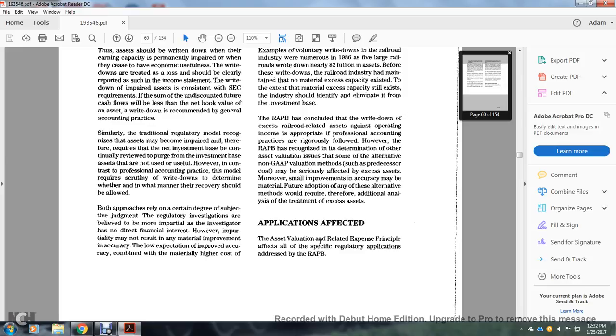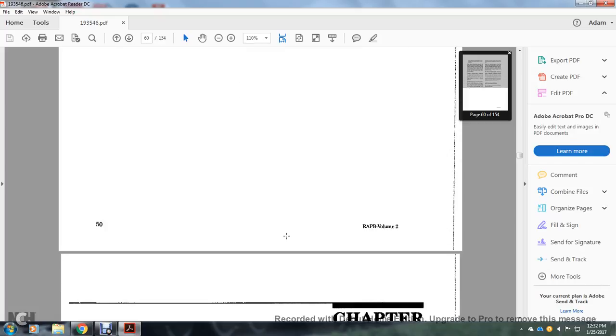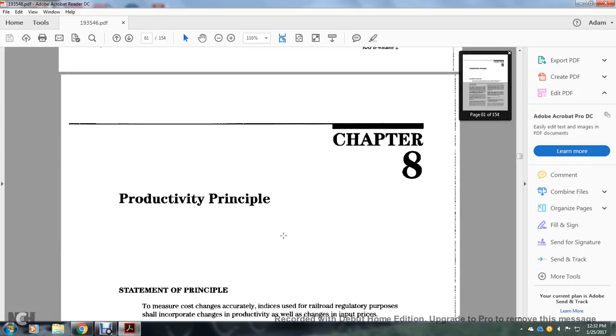Applications and effects of the asset valuation related to expensive principles affect the specific regulatory applications addressed by the Railroad Accounting Principles Board. Chapter 8: Productivity Principle.